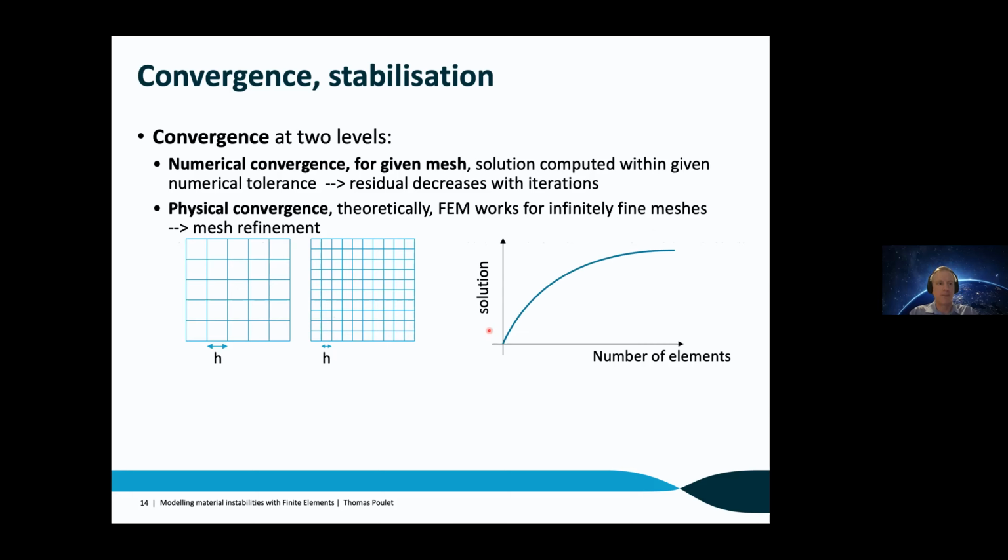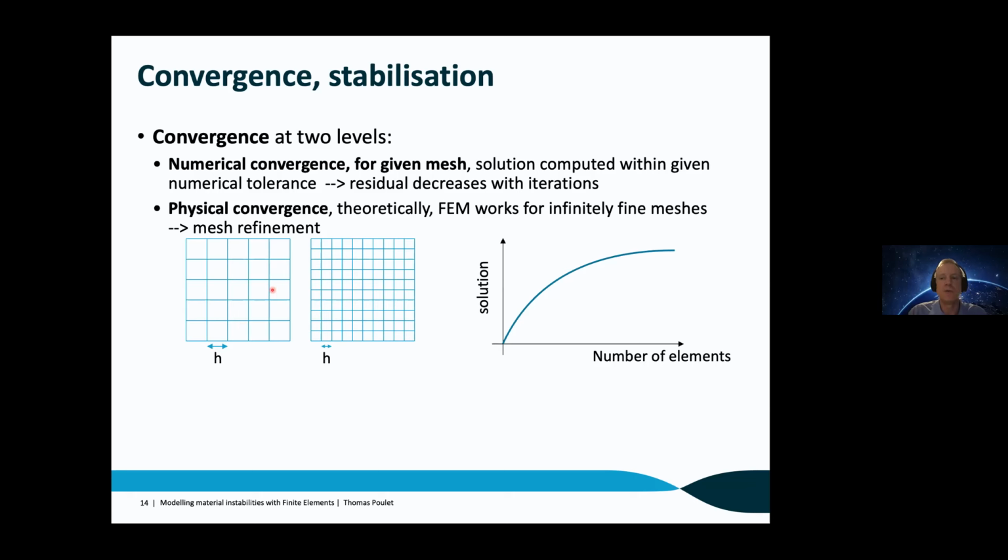Here we go. The second aspect is that you have convergence at the physical level. So this time it's about actually changing the mesh itself, right? Theoretically, the finite element method really only works when you have infinitely fine meshes. That means that if you start from a mesh that is too coarse, there is absolutely nothing that proves that you should get the exact answer. And that is something that is way too often forgotten. So please pay attention to this.